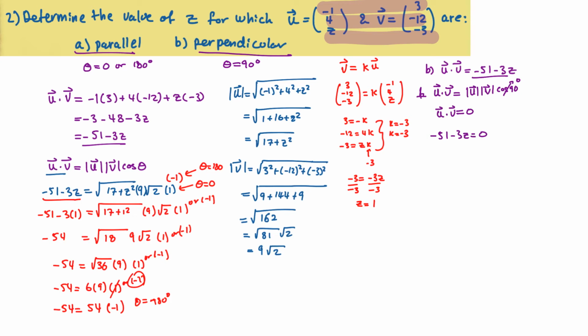We're going to rearrange by adding 51 to both sides, and we get -3z is equal to 51. Divide both sides by -3, and z will end up being -17, and that is our final answer for this case, and z is equal to 1 for the first part.